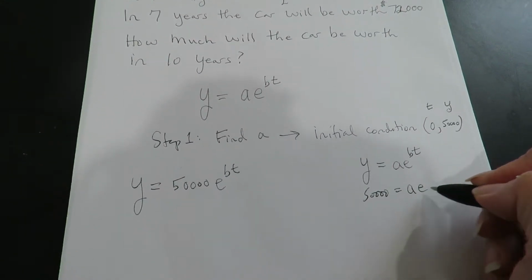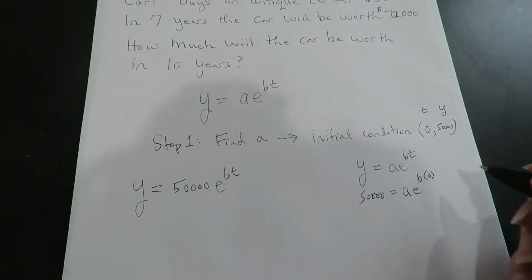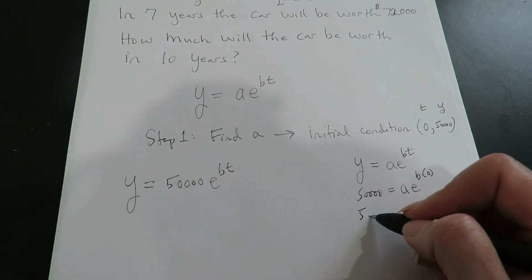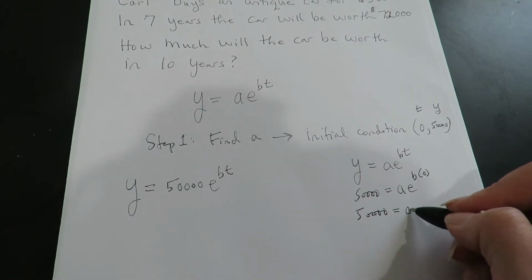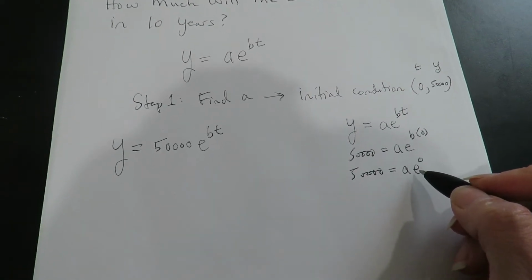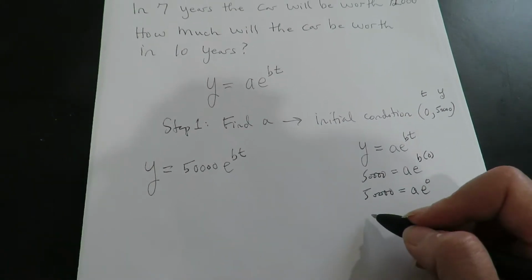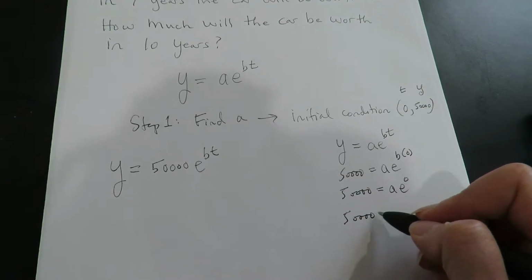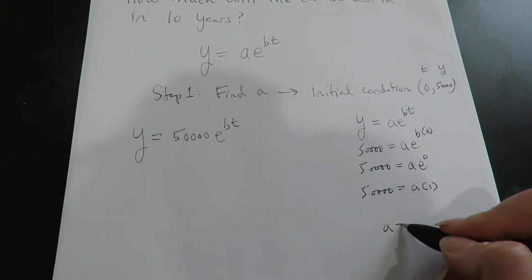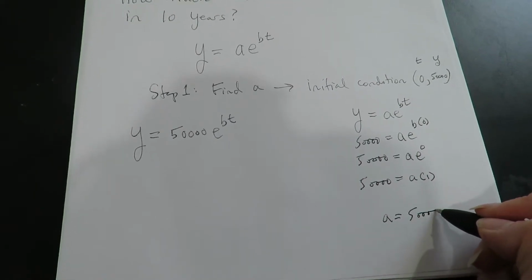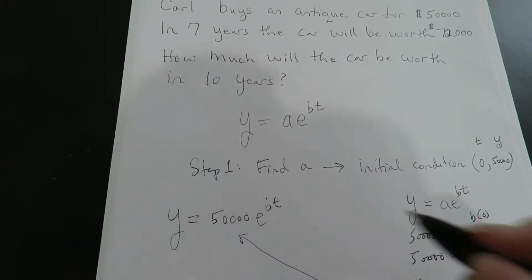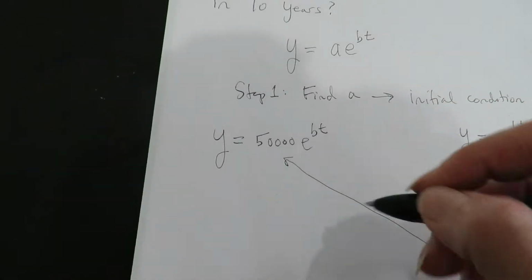50,000 equals a e to the b t. t is 0. Okay, so 0 times b is 0. I just want to show you how it calculates out to eventually be a. All right, now e to the 0 is 1. And therefore you can see that a has to be equal to 50,000. Okay, so I'm verifying that this is always going to be true. This will always work out.